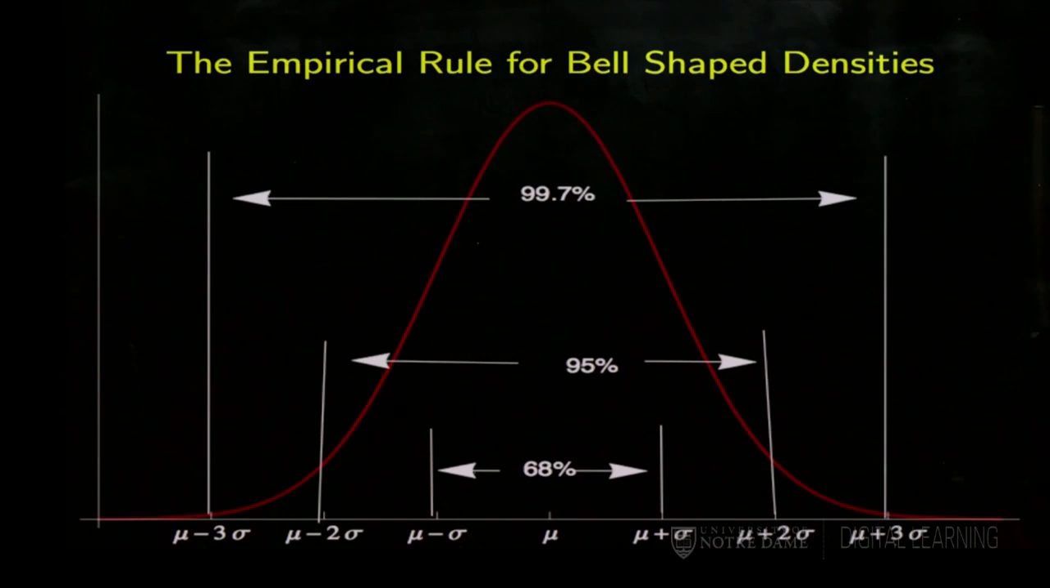This means that if this is the density curve for our random variable x, observations that are more than 3 standard deviations away from the mean, either above or below, are truly exceptional.